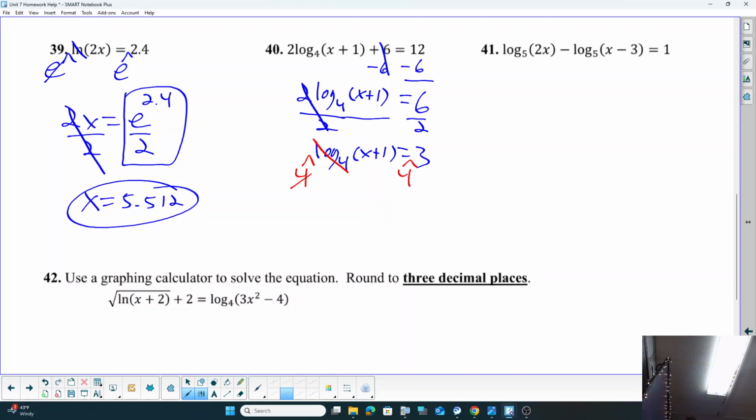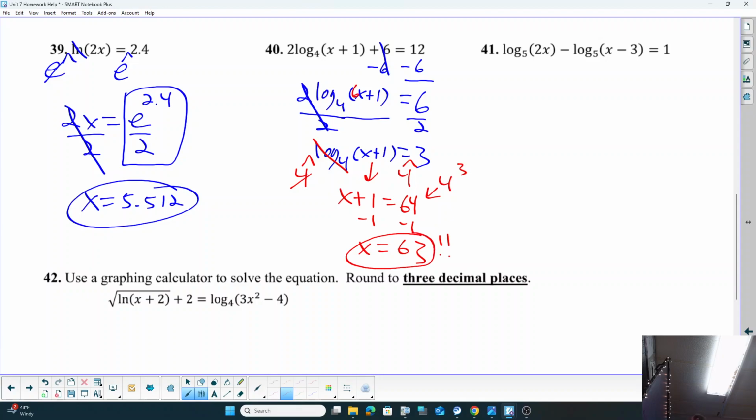Okay, so then we have x plus 1 equals, wow, so that's not a 3 anymore. That's a 4 to the 3rd power. And so that's 4 times 4 times 4, which is 64. And then we minus 1, and we get 63. Nice. So 63 is our answer.